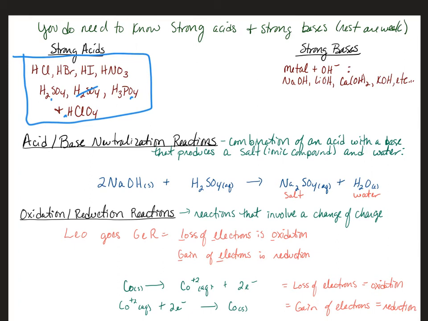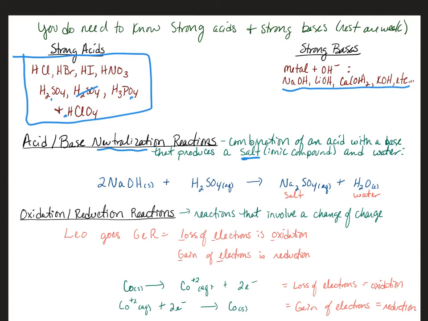And we have our strong bases. These are the ones that are more common: KOH, NaOH, LiOH, and Ca(OH)2. And so when an acid and base come together, that causes what we call a neutralization to occur. And so an acid and a base come together and they produce a salt.